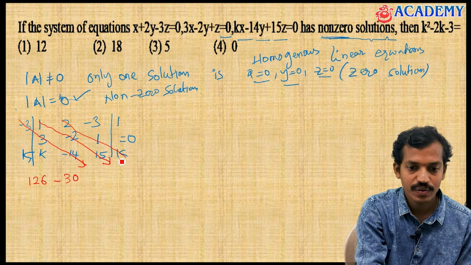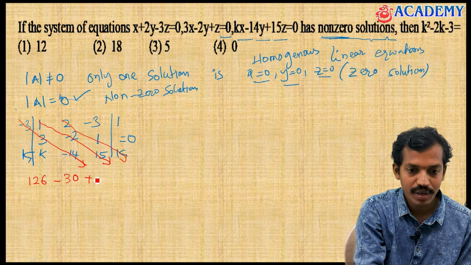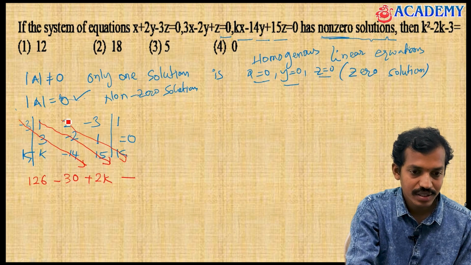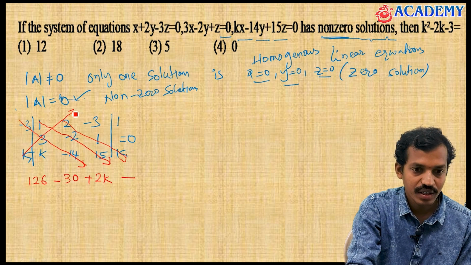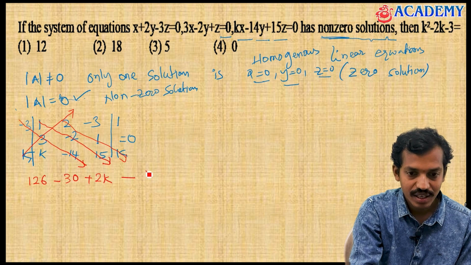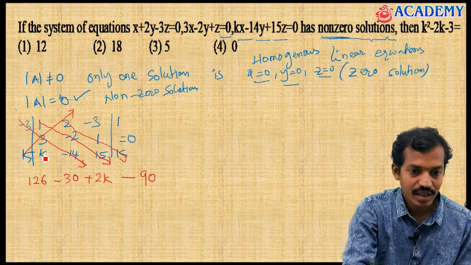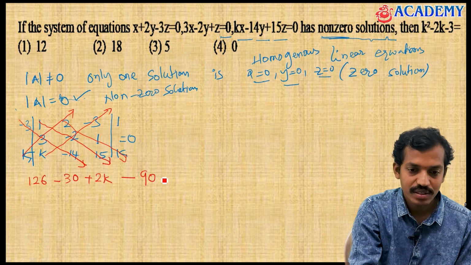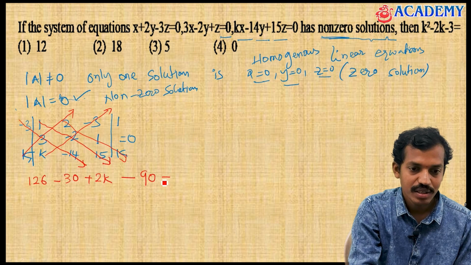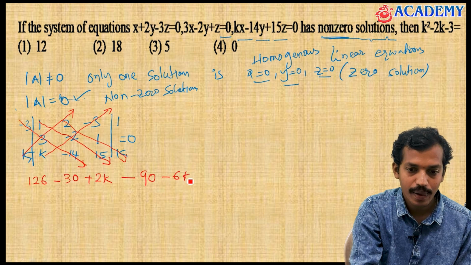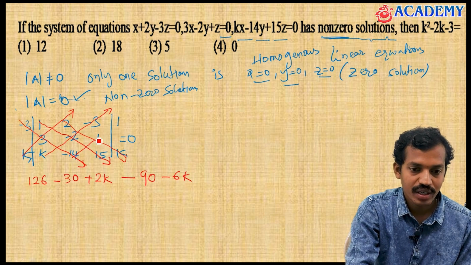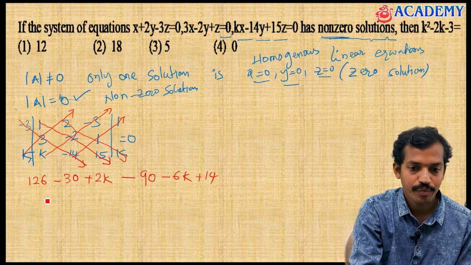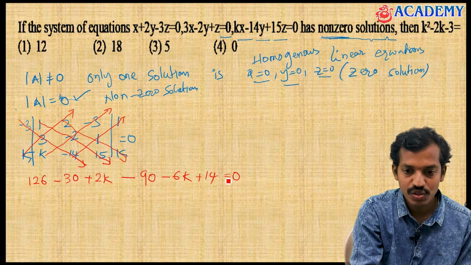Next, 2 into 1 into k is nothing but plus 2k. Minus of, next 15 into 3 into 2, 3 times 3 is 90. Next k into minus 2 into minus 3 is minus into minus, already plus, is already we are going to have minus, that is minus k into 6k. Next 14, minus 14 into 1 into 1 is nothing but plus 14, equals to what? 0.